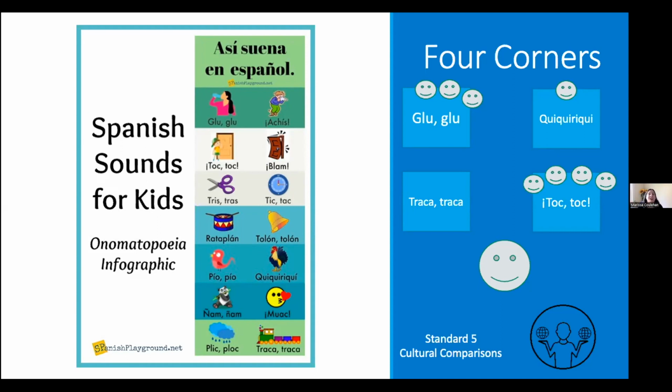And then we play another round, and because they're second graders, we move right along, and nobody really cares much about the winning and the losing. It's just a lot of fun because they get to run around the classroom for a few minutes. So that is Four Corners, and that's how we do it with these cultural comparisons.